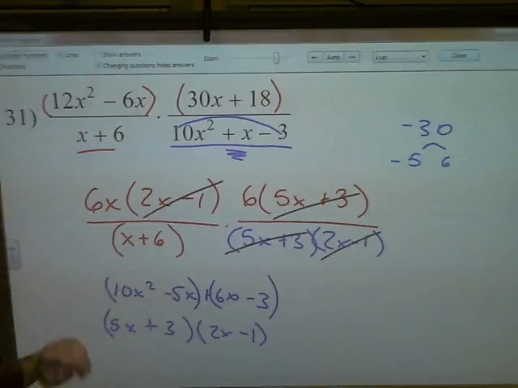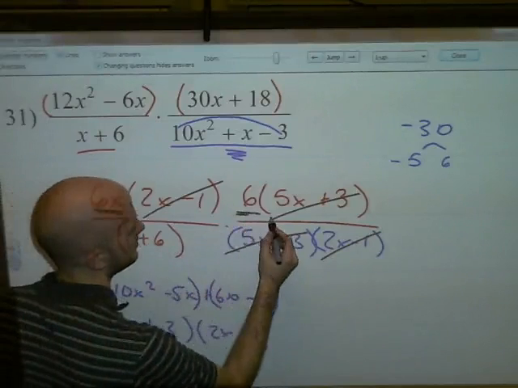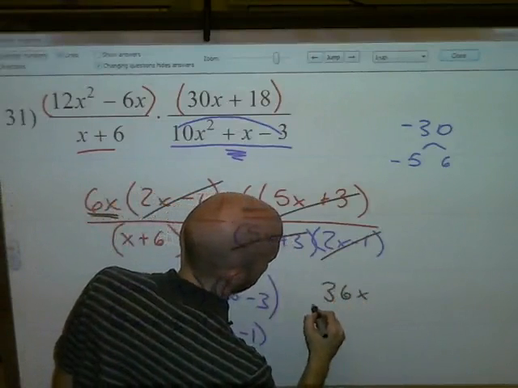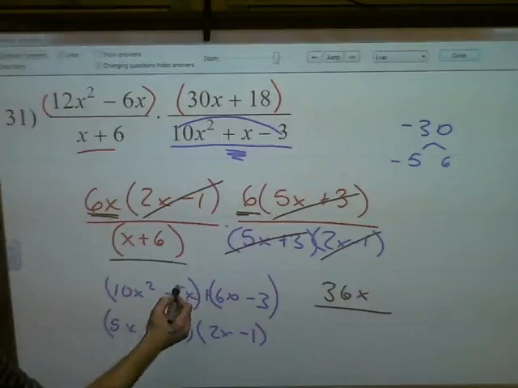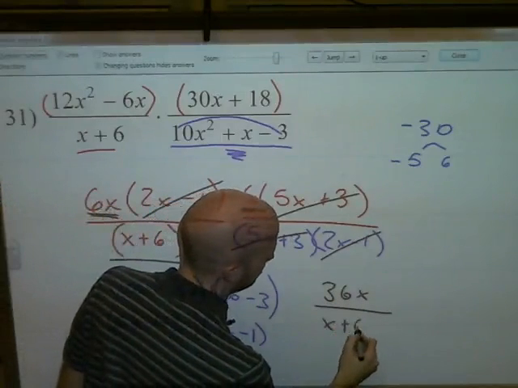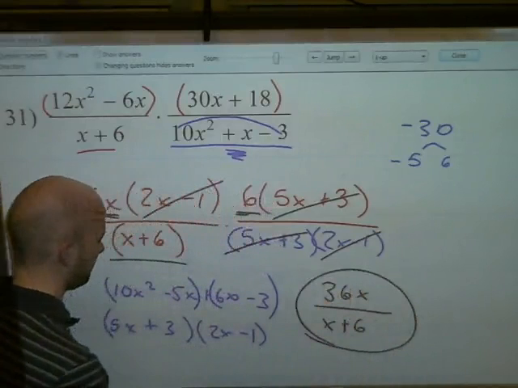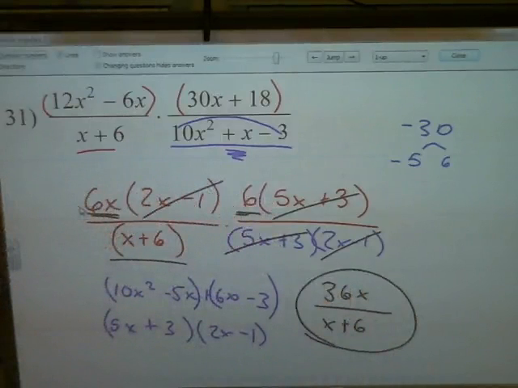Now that'll leave me with several things left over, which would be the final answer. I'll multiply 6x times 6 to get 36x over top of this x plus 6, nothing happened to it, it just stays down here. And this is the simplified version of the multiplication problem.